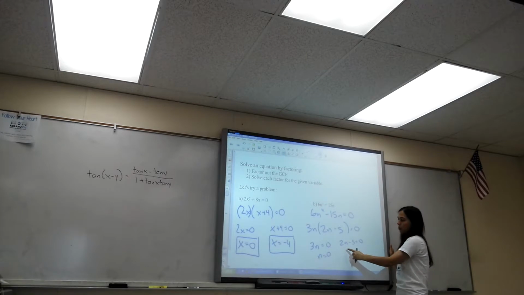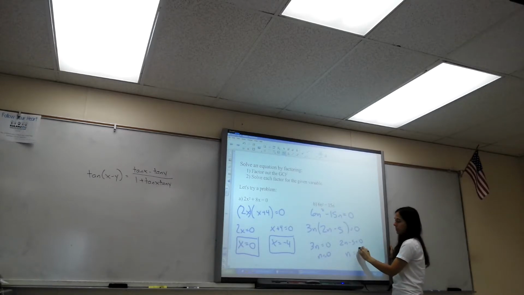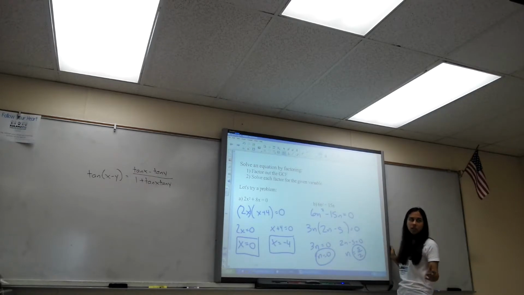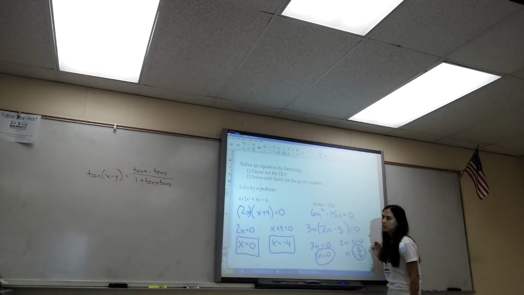And here you have to do a little bit more work, but in the end you get 5 over 2, right? Add 5? All right, which is okay. You can have fraction answers. Eventually you can have very strange and unusual looking answers, so this is fine. Okay?